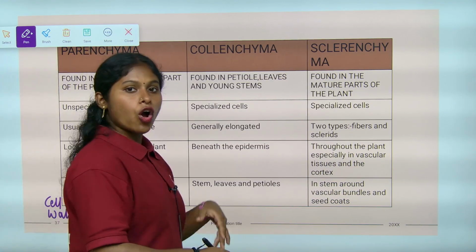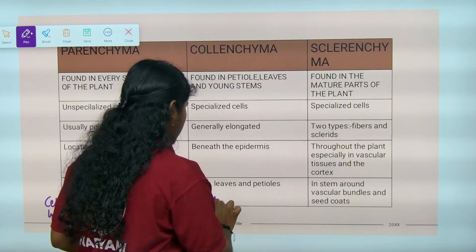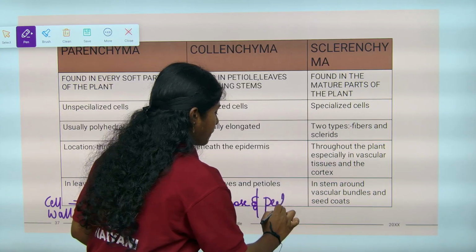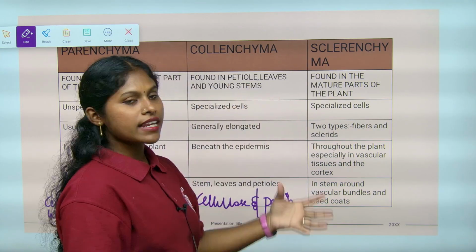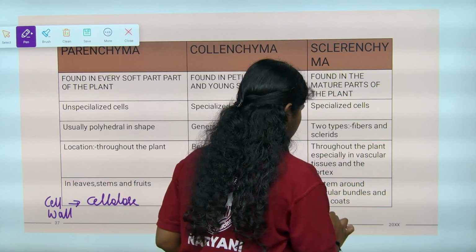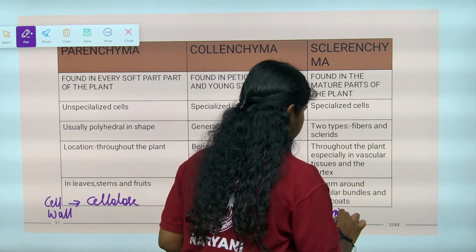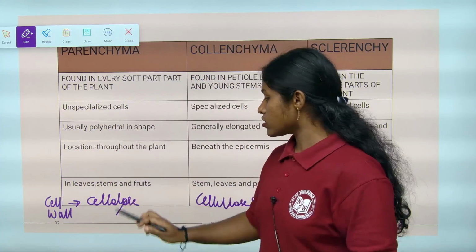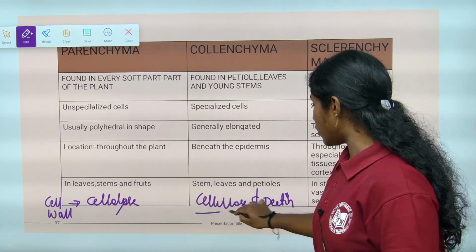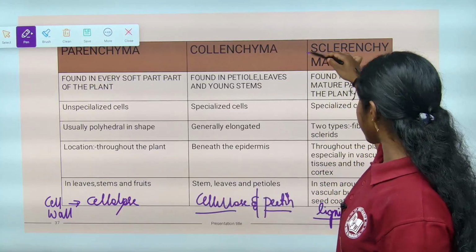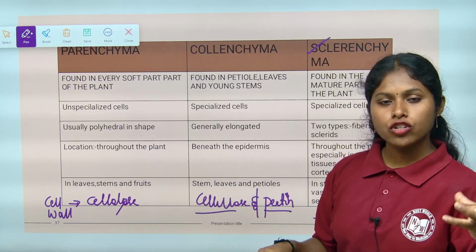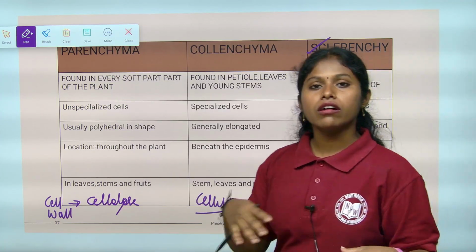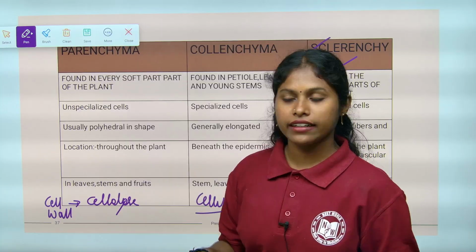Here in the Collenchyma, along with the cellulose, pectin will also be there. And Sclerenchyma has lignin. So the cell wall of the parenchyma is made up of cellulose, and the Collenchyma is made up of cellulose and pectin. And in the Sclerenchyma, along with the cellulose, there is a high content of lignin, so it is lignified. That is why they are water resistant. That is why they are hard, right, children?